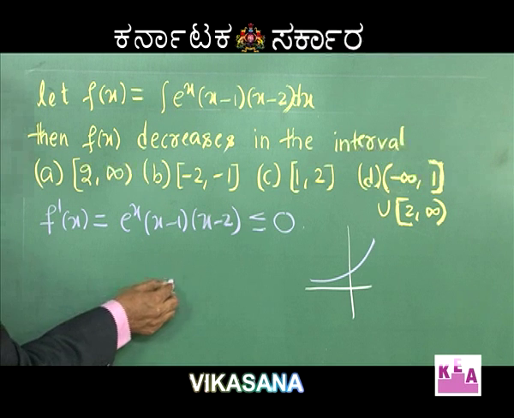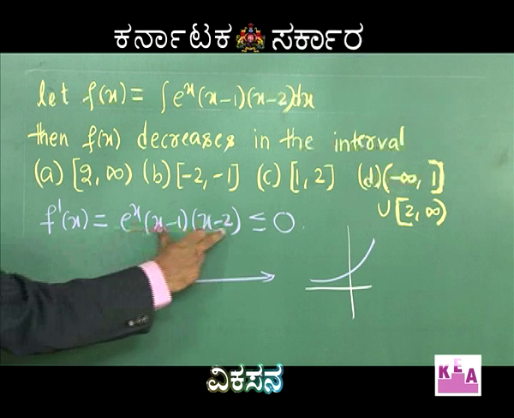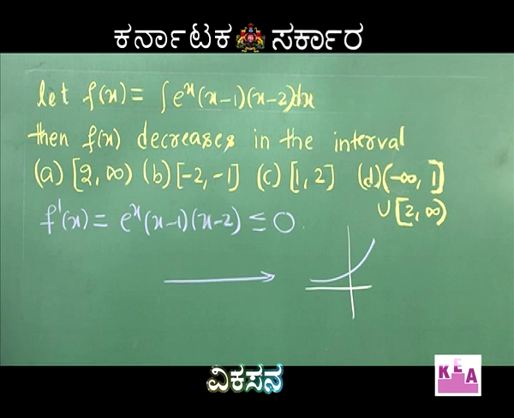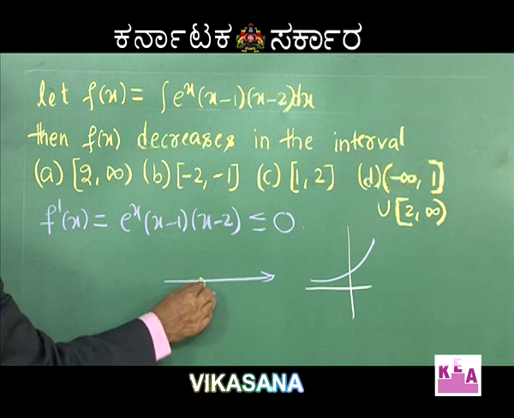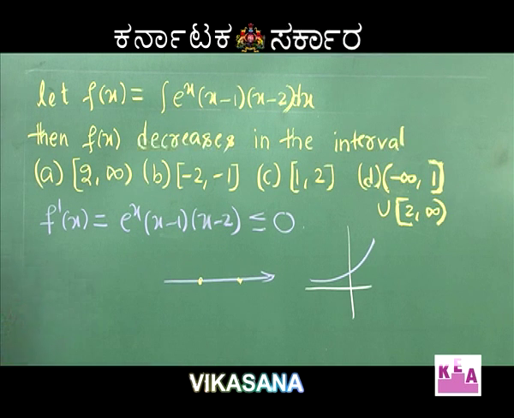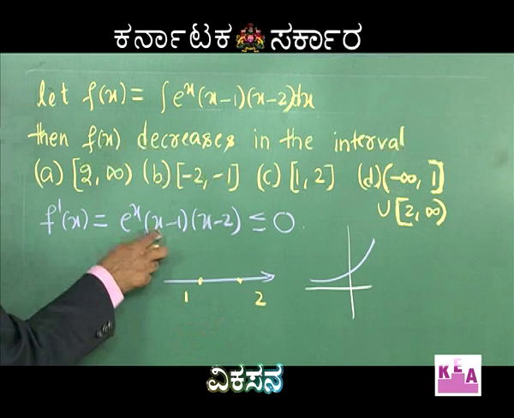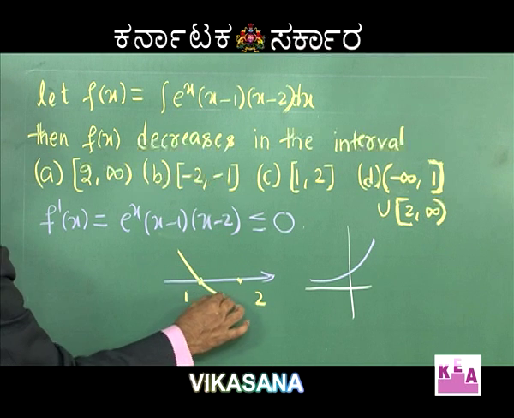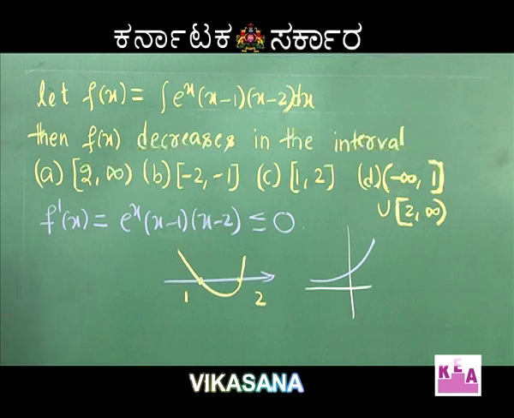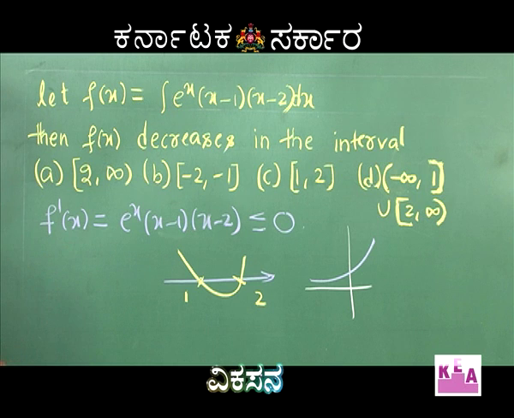Look at this, dear students. Consider this is x axis. So consider only x minus 1 into x minus 2. Do you agree with me? 1 and 2 are the zeros of x minus 1 into x minus 2. So this is 1 and this is 2. Do you agree with me? x minus 1 into x minus 2 represents a parabola which is facing upwards. Now it meets x axis at 1 and at 2.